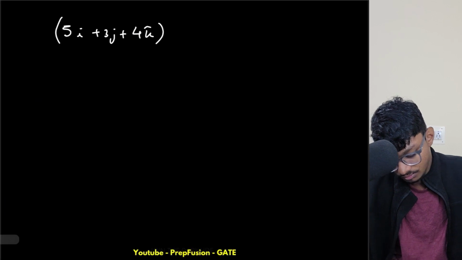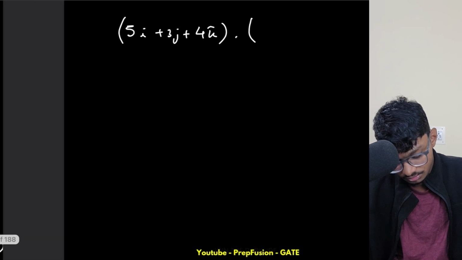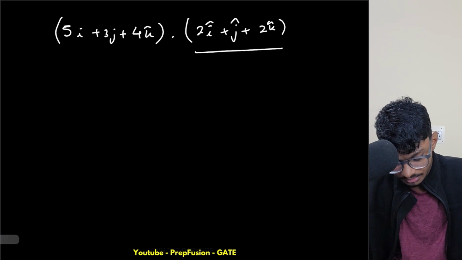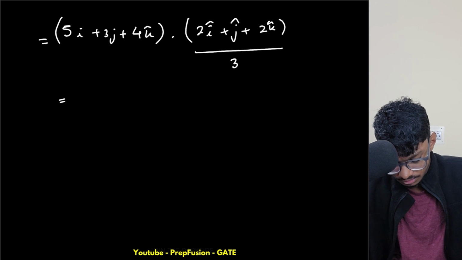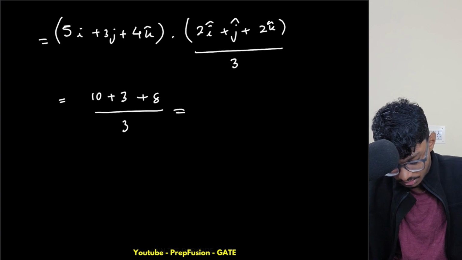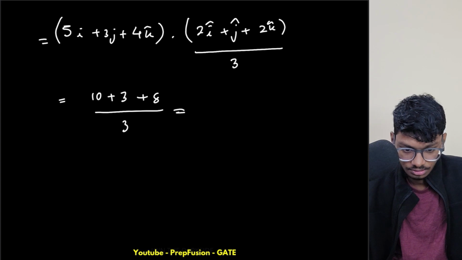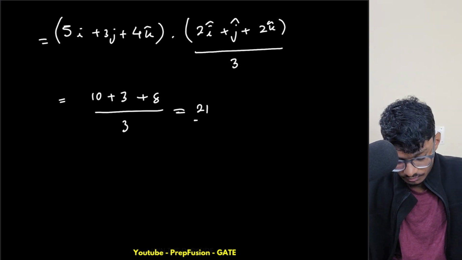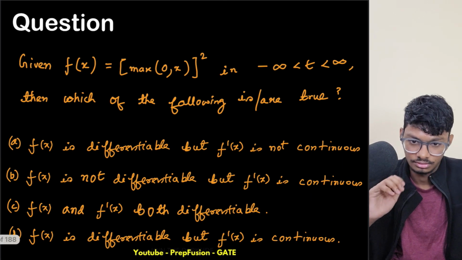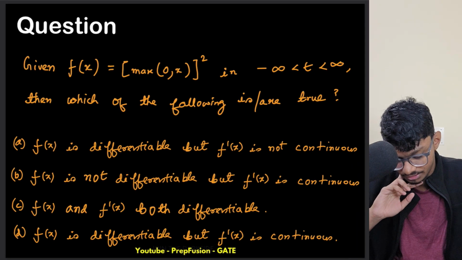Okay, now dot this 2i plus j plus 2k divided by this 3. Okay, so this is 10 plus 3 plus 8 divided by 3, so this is 13, and 8 is like 21 by 3, this is 7. Okay, so this will be the answer, pretty straightforward, nothing much tricks here.